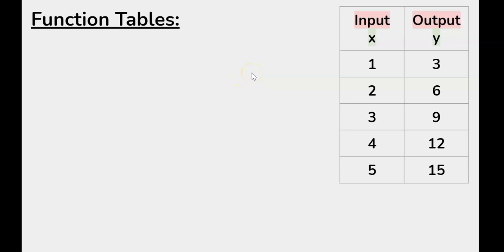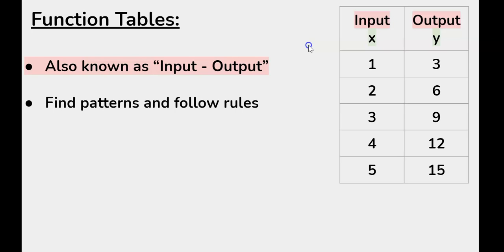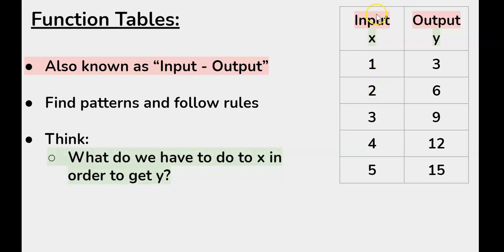Function tables are something you've probably seen before in fourth grade. They are also known as input-output tables. So that's what you see over here, an input and an output. We use them to find patterns and follow rules. So what we're doing is we're going to think to ourselves, what do we have to do to X in order to get Y? So if we put in 1 and we get out 3, what happened to 1 to get to that 3? Or if we put in 2, what happened to that 2 in order to get out 6?